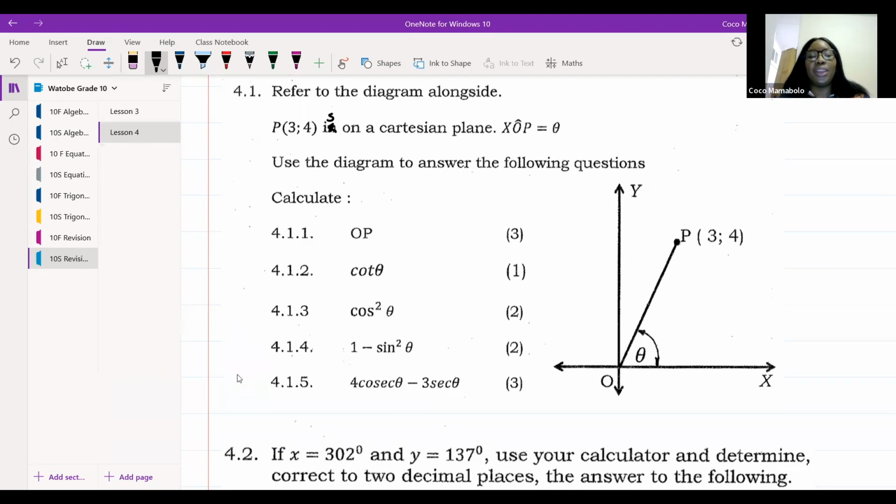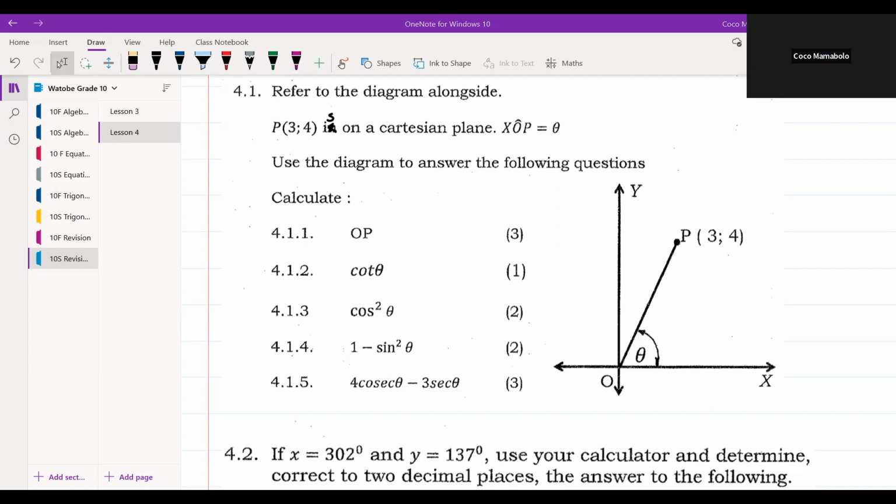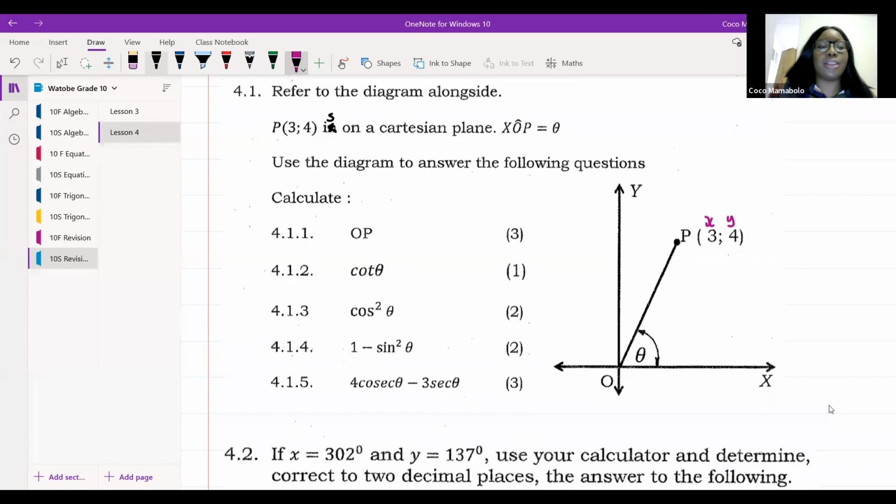All right. So we need to remember, guys, that what we have here, the P coordinates, what does the 3 and the 4 stand for in this P coordinate? What does it stand for? That's it, guys. It's the X and the Y. Good. It's the X and the Y coordinates. Right. Good.